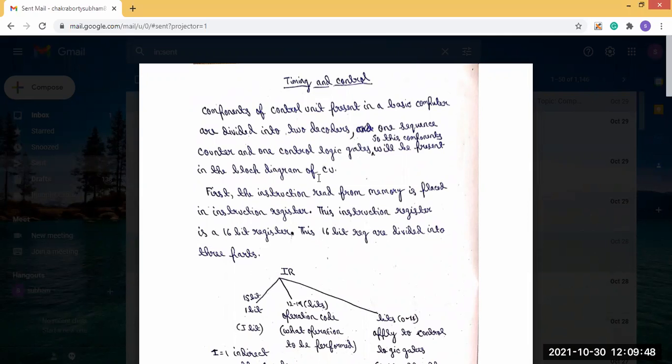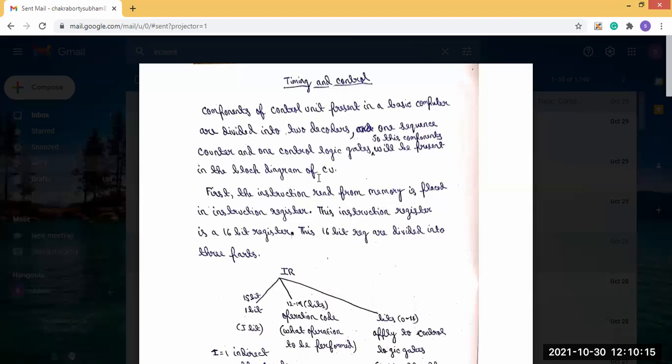Now, first, what do we do? The instruction is read from the memory. Basically, the instruction is read from the memory and placed into the instruction register. First we read it from the memory, and after reading from the memory, we place it into the instruction register.